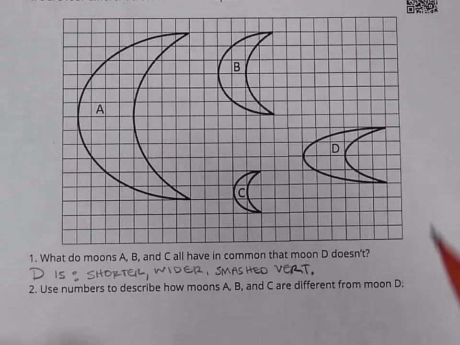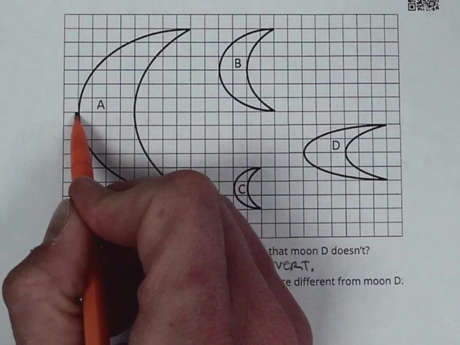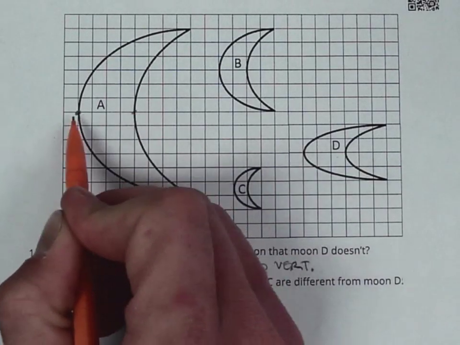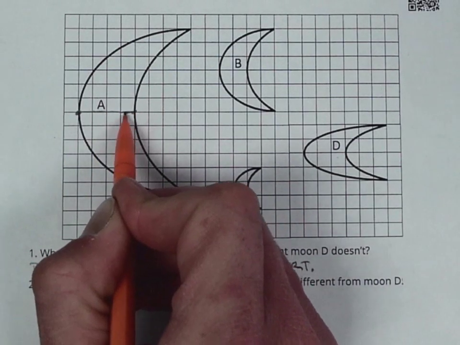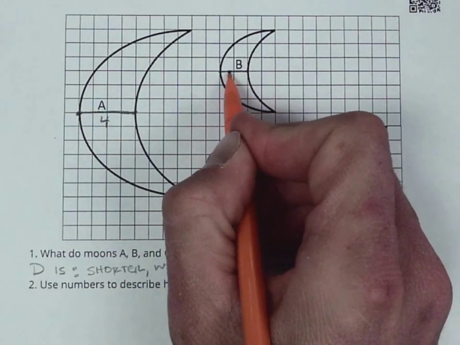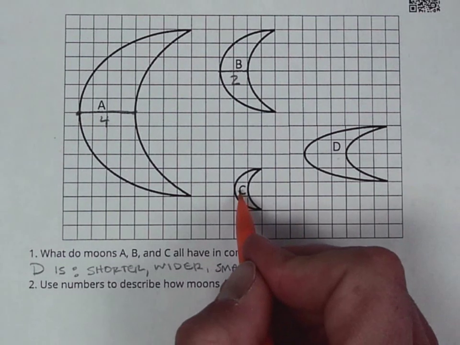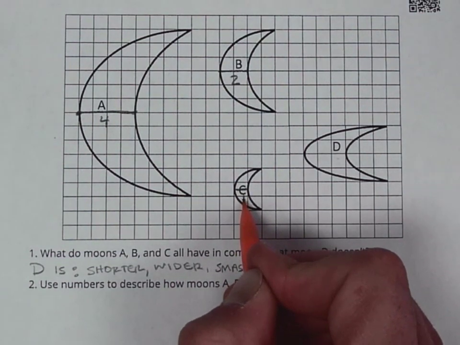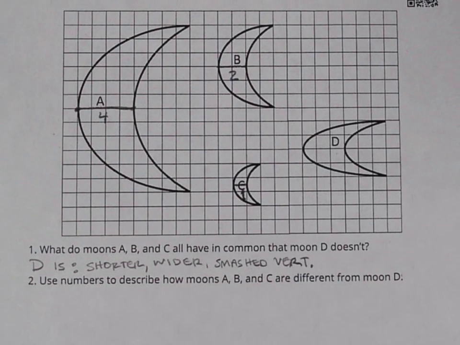Okay, and to describe how they're different, I hear a lot of people talking about the width. So if we look at A, the width of this is 1, 2, 3, 4. So it's 4 across. Okay, the width of B is 2 across, and the width of C is just 1 across. Okay. That's a good observation. And if we were to measure the height of these, how could I measure the height? What 2 points should I measure between?